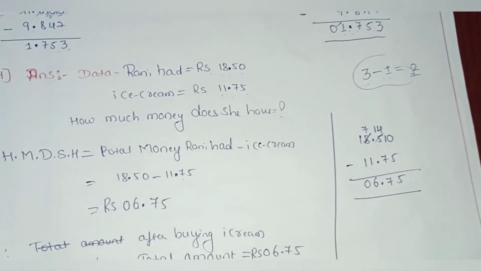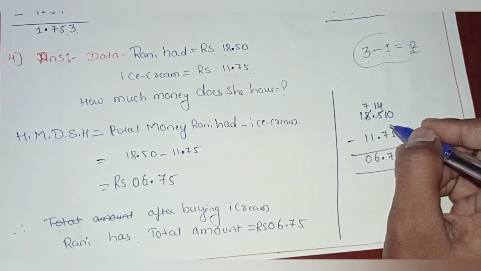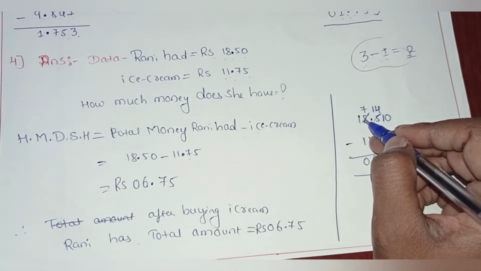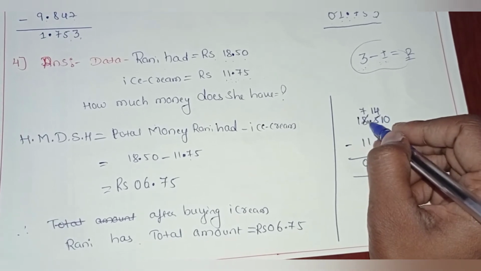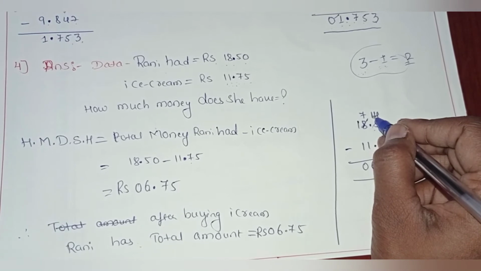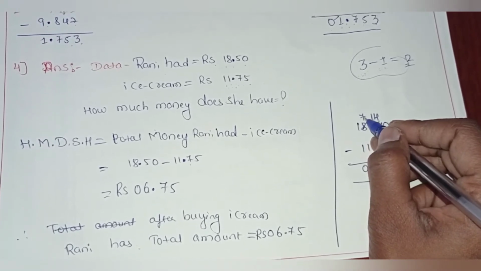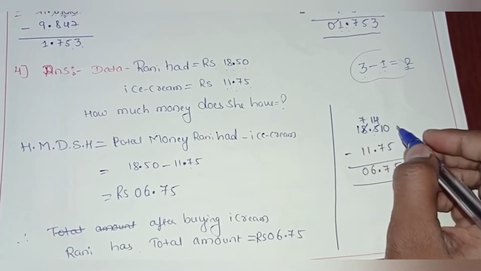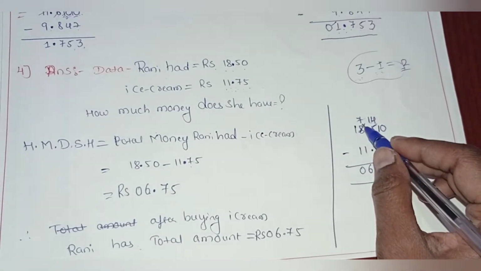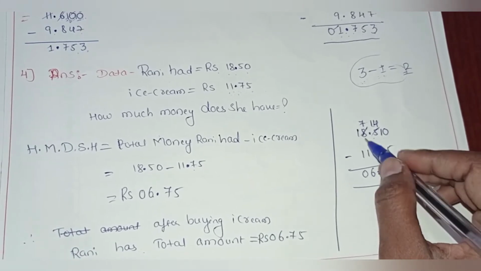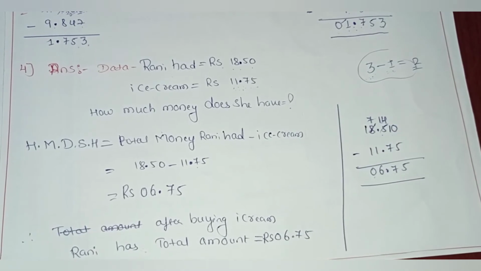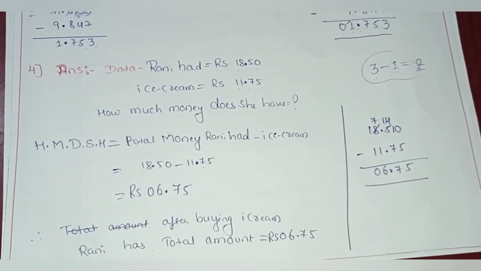Next, 4 minus 7. Can we subtract 7 from 4? No, right? That's why I borrow again 1 from this number to here. If I borrow 1 from this number to this number, now this number will become 14. What about this number? 7, right? 14 minus 7 equals 7. 7 minus 1 equals 6. 1 minus 1 equals 0. So, how much money does Rani have?